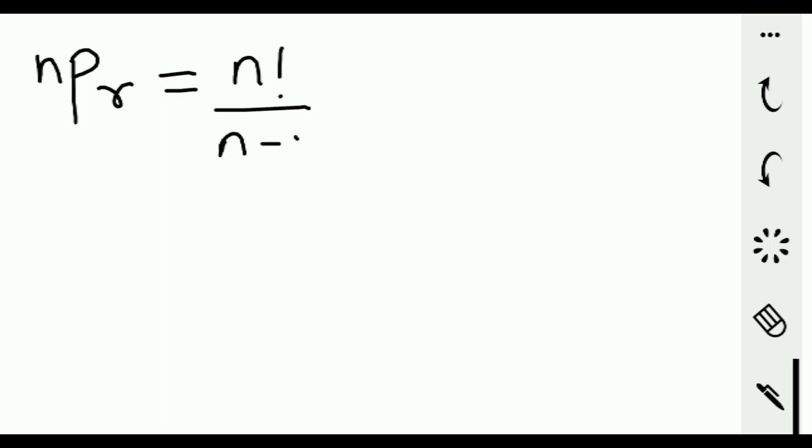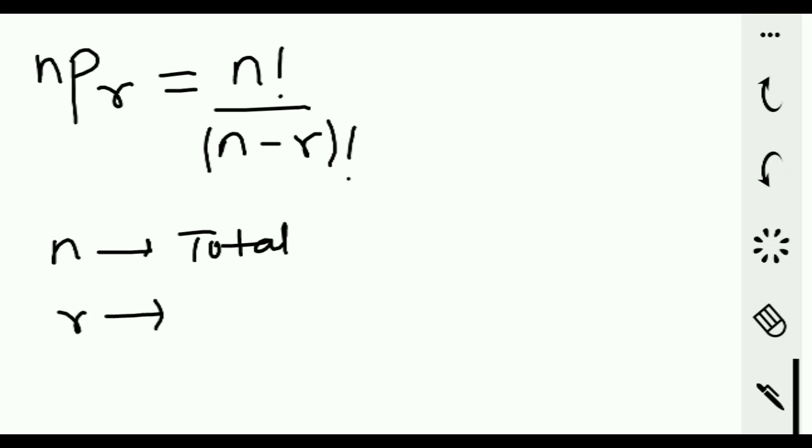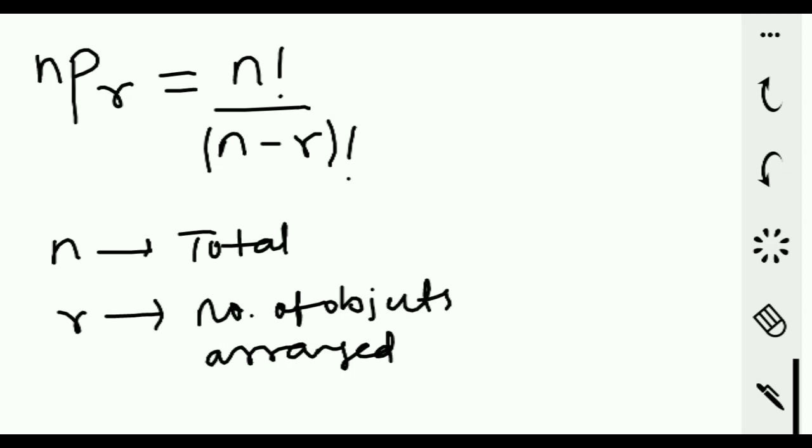Now let's discuss the permutation formula. The permutation formula is like this: nPr is equal to n factorial divided by (n minus r) factorial. So what is this n? n is the total number of objects and r is the number of objects that need to be arranged.